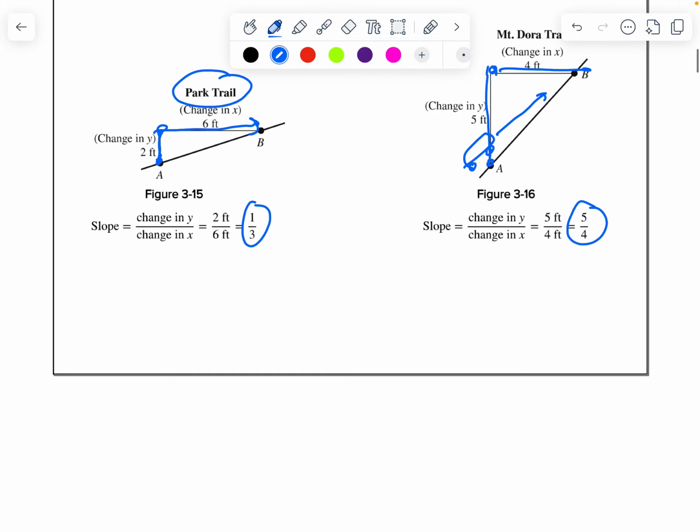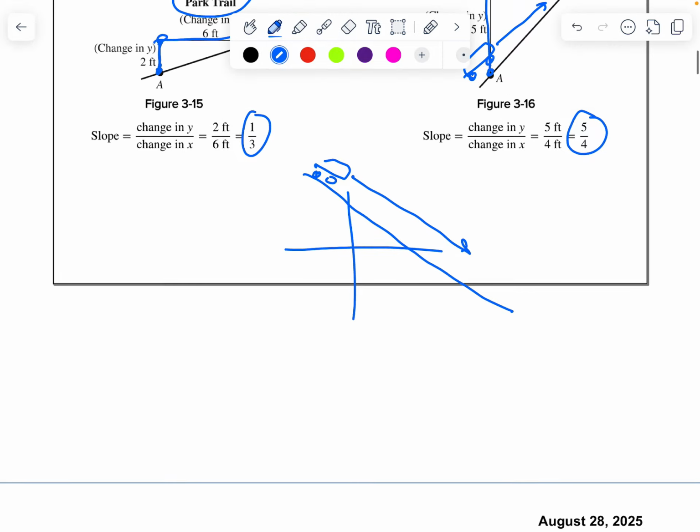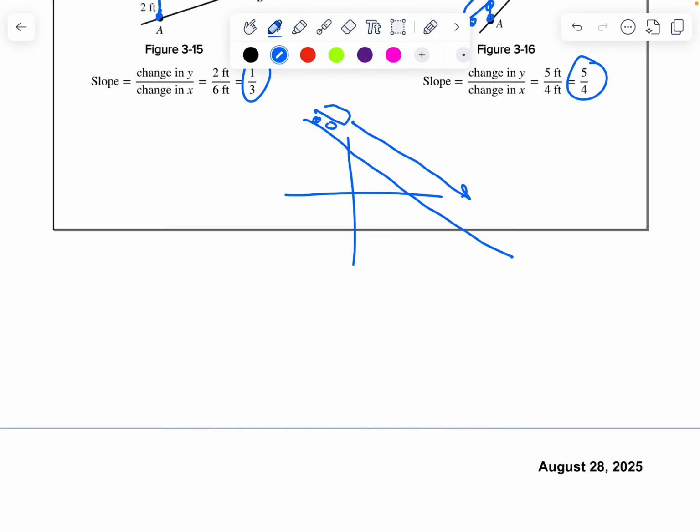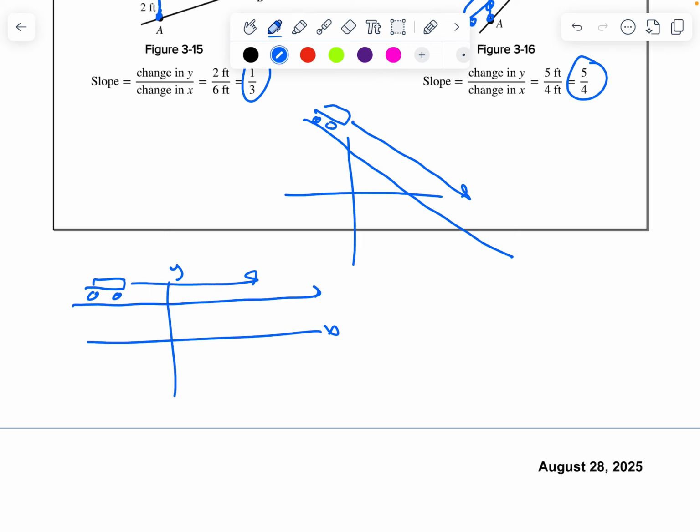And I can draw you a picture. If I had a line that was going like this instead, my car would be going downhill, down a negative slope. There are two other options for slope that we're going to see a little bit later. If we have a flat line, horizontal line, that car is driving flat. It's not going up or down. That would be a slope of 0.